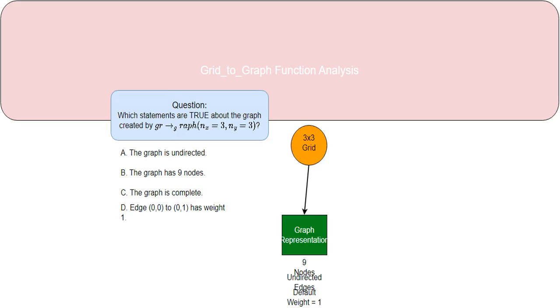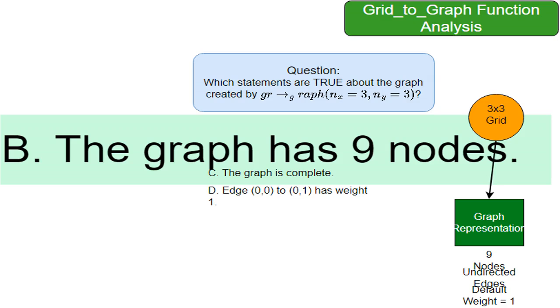I'm asking you to determine which statements correctly describe the graph structure generated by applying grid_to_graph to a 3x3 grid. Let's break down each statement one by one. This statement focuses on a specific edge and its weight. 0, 0, represents the top left pixel, and 0, 1, is its immediate right neighbor. The grid_to_graph function, by default, assigns a weight of 1 to edges connecting adjacent pixels, reflecting their spatial closeness. So, this statement is true.